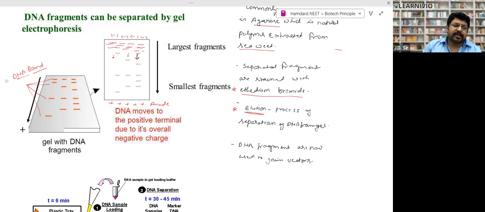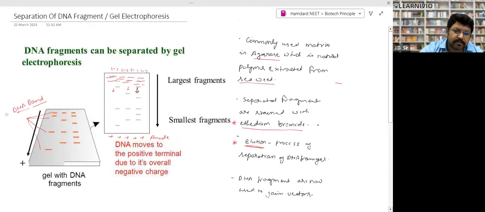Now the DNA fragment is taken out and joined with the vector. That's how the ligation takes place. So please take a screenshot of this one. Clear? Yes, sir.